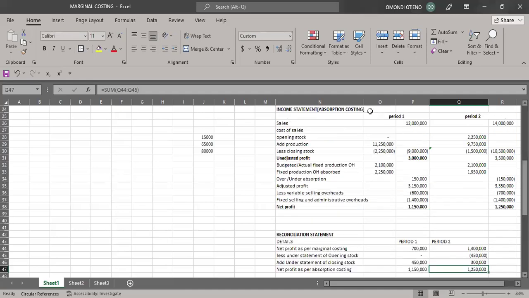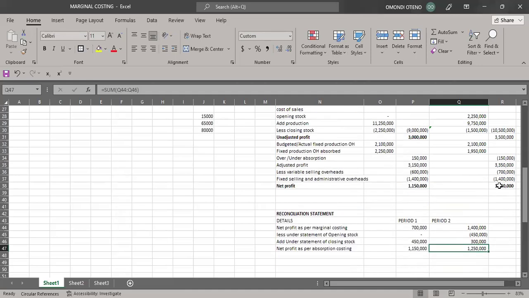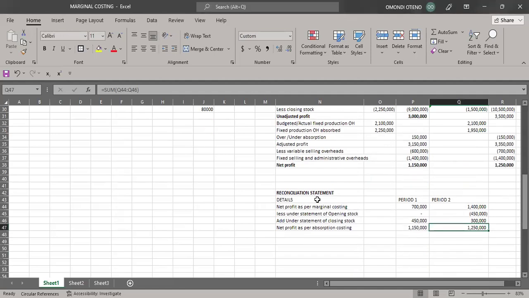Once that is done, we need to get the summation to give us net profit as per absorption costing. So go to your absorption costing method under period 2. Are you getting the same net profit as per your reconciliation statement? The answer is yes. So that is what you are normally required to do when dealing with marginal and absorption costing method. And of course, that is the procedure of coming up with a reconciliation statement.